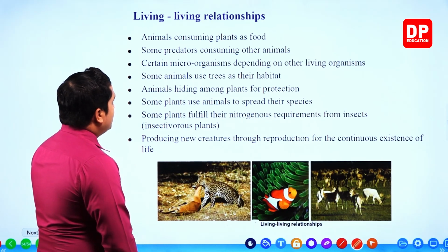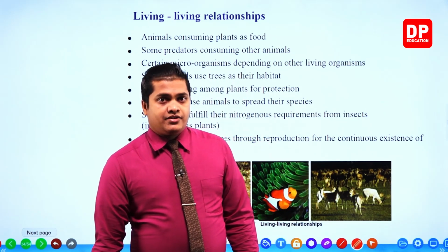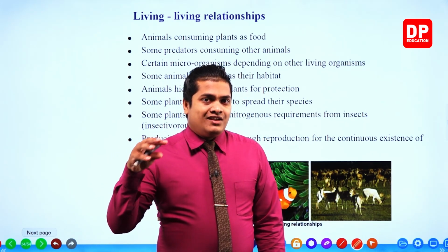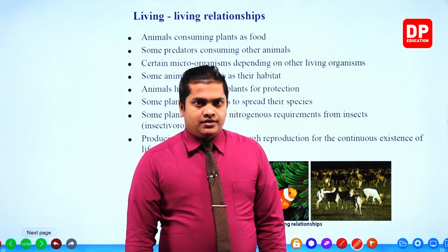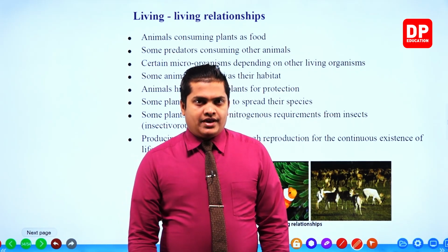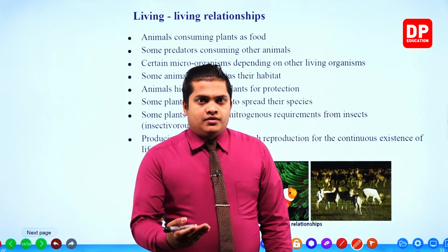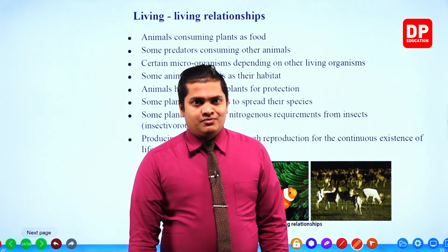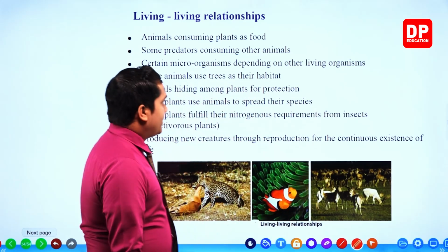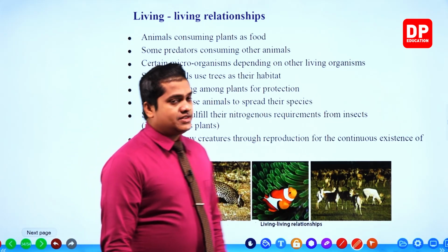Next one, some predators consuming other animals, like in the earlier case where I took the example of a lion eating a rabbit. In that case, the lion is the hunter and the rabbit is the prey. In that case also, the need for food or nutrition is being satisfied. Next one, certain microorganisms depending on other living organisms.